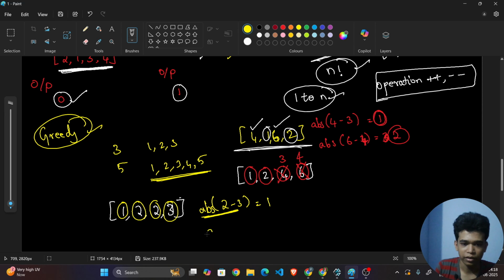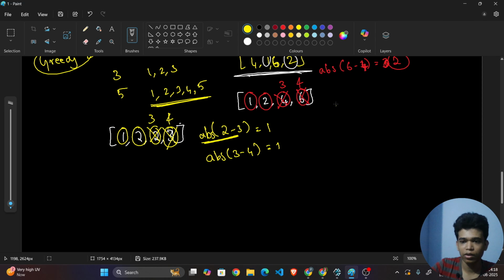Now here comes 3. So absolute of 3 minus 4, which is equal to 1. So I have to add 1 to this 2 so that it will be 3, and I want to add 1 to this 3 so that it will be 4. Can you understand this? So what is the algorithm, or what are all the steps I want to do?